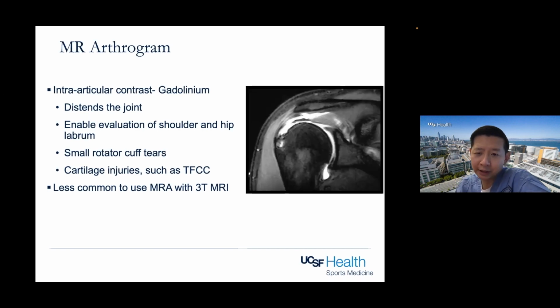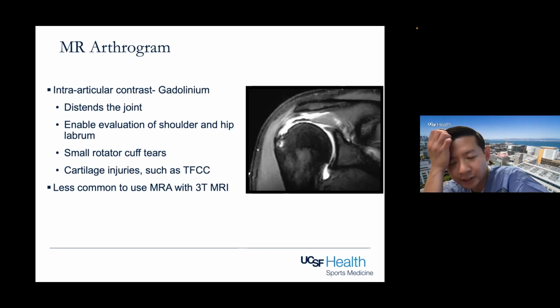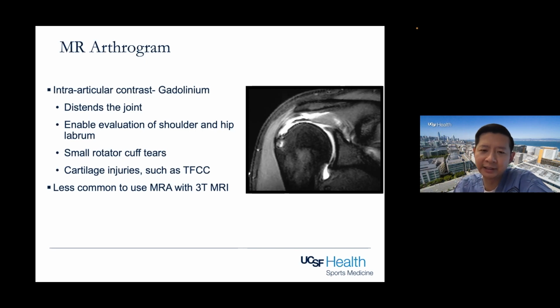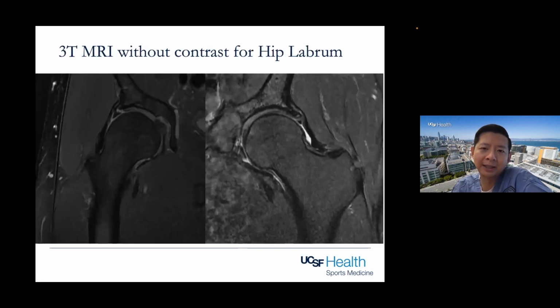Because when you actually need to do an MR arthrogram, you can't do it on a 3T MRI. You have to basically decrease the Teslas or else there's too much signal. So when you do an MR arthrogram, it's essentially a 1.5 T MRI with the contrast versus a 3 Tesla MRI without contrast. So here in the hip, you can see a 3 Tesla MRI, you can see that labral tear just fine without any contrast in it.